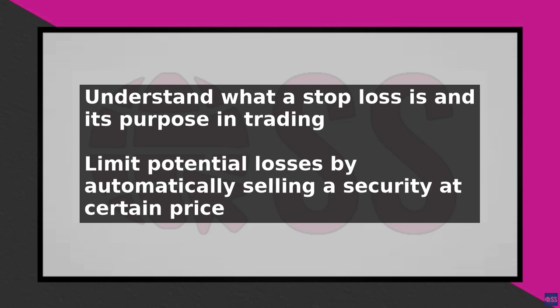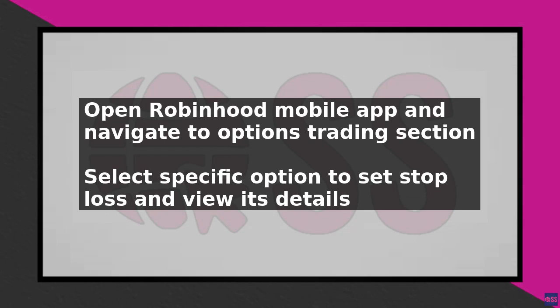Select the specific option you want to set a stop loss for and tap on it to view its details. Tap the Trade button and select the Sell option. Choose the order type as market order or limit order, depending on your preference.